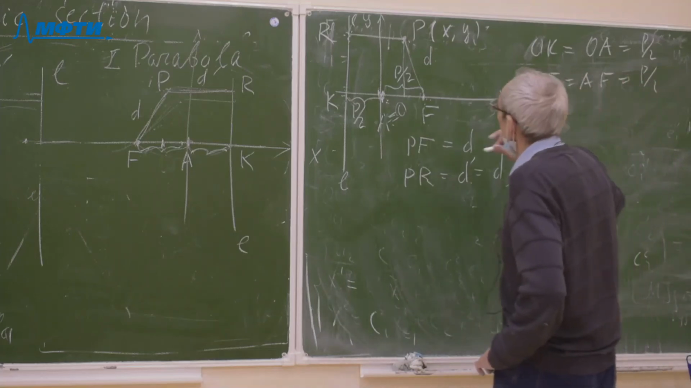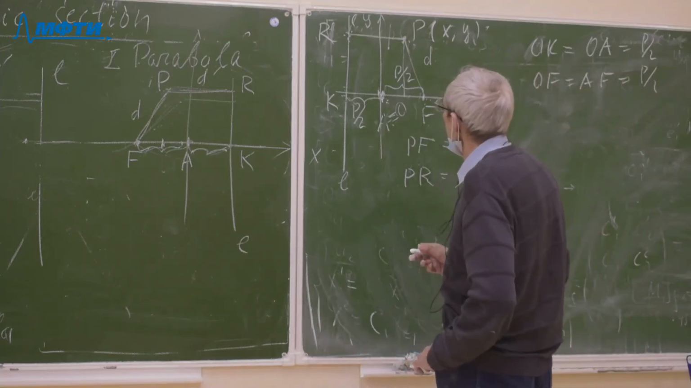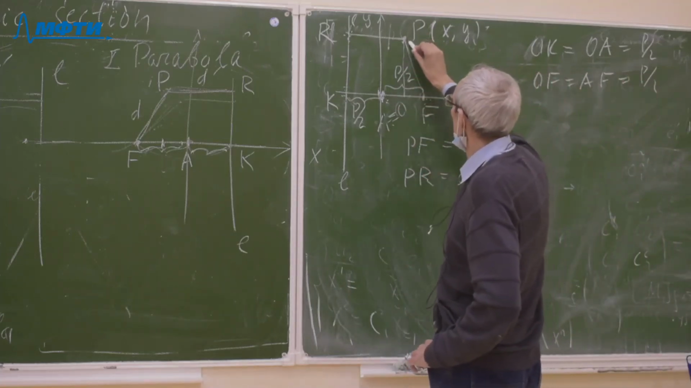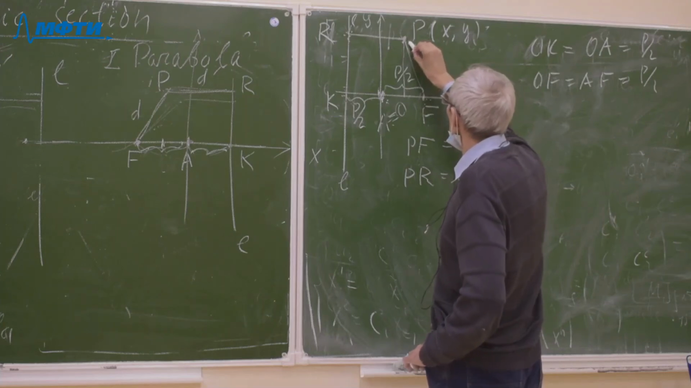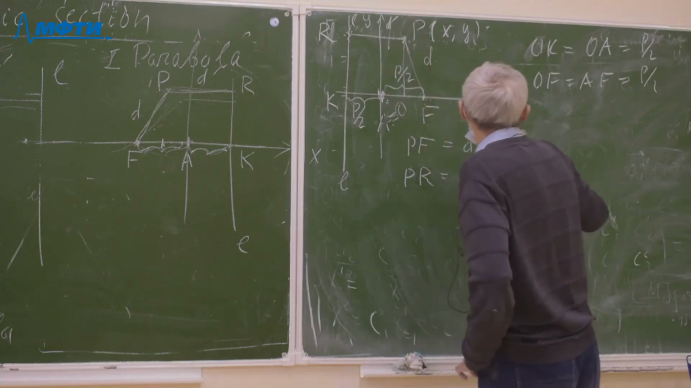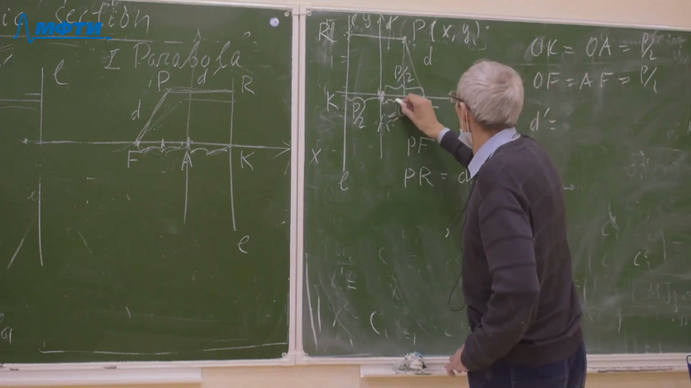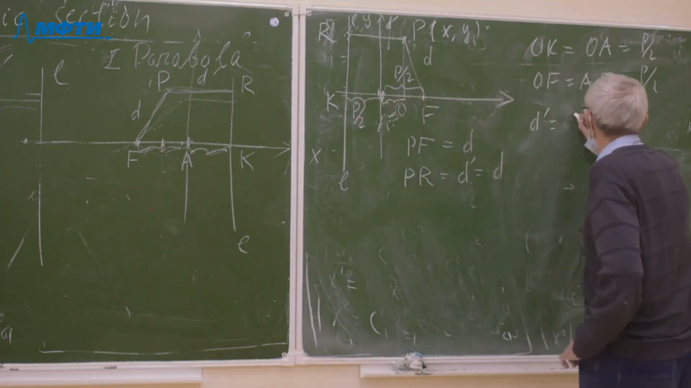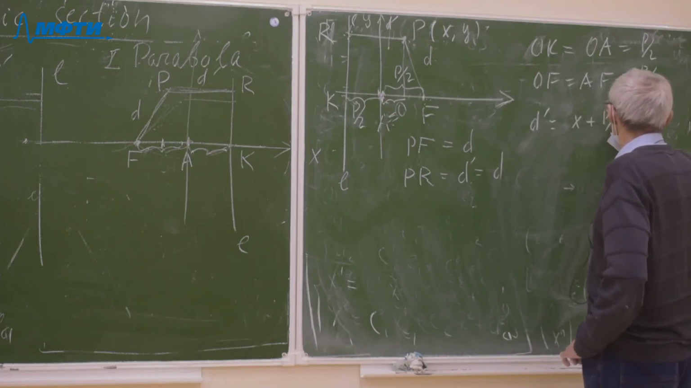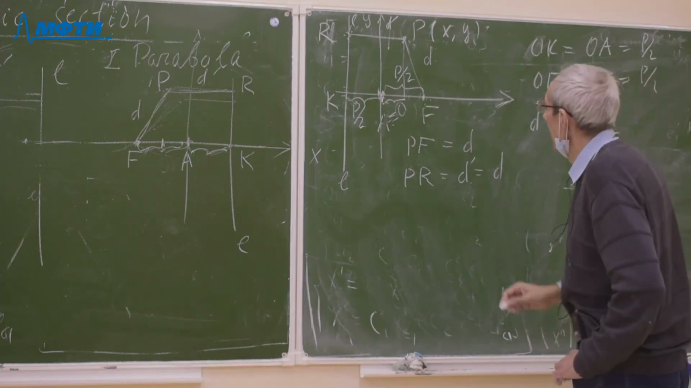And using this definition, we can calculate the distance D prime. D prime is equal to x plus p divided by 2.